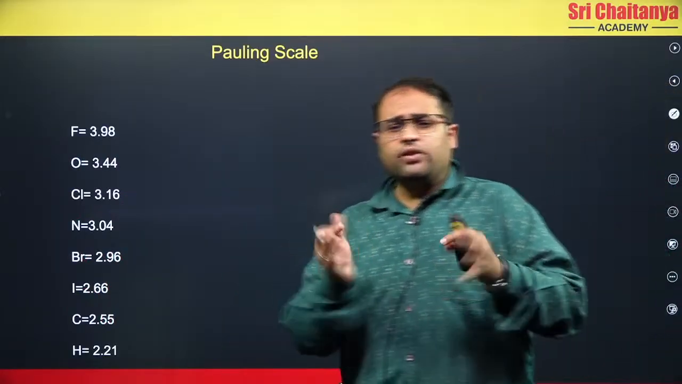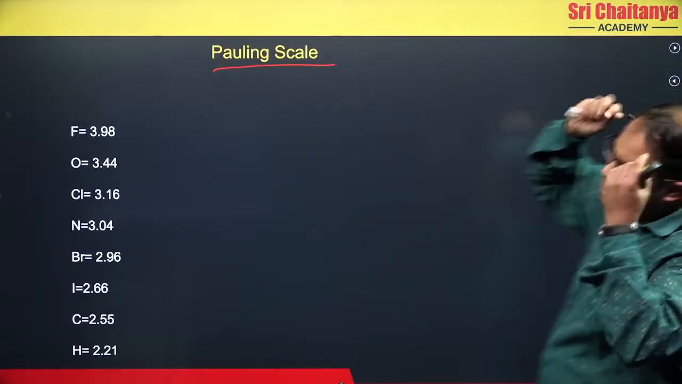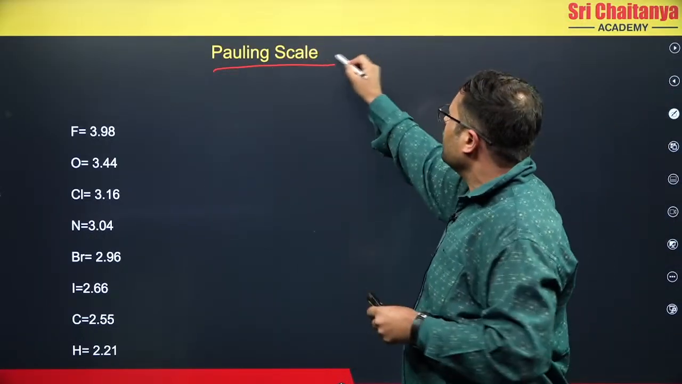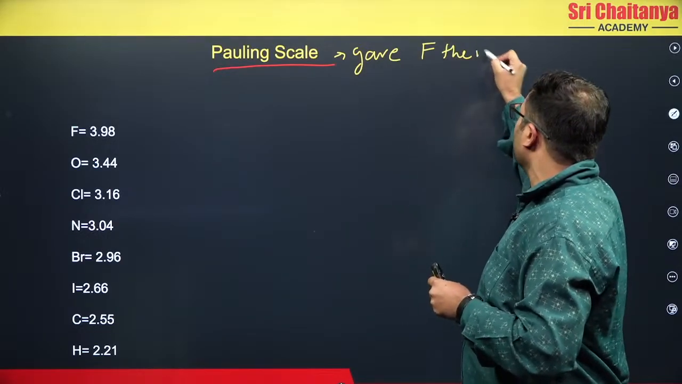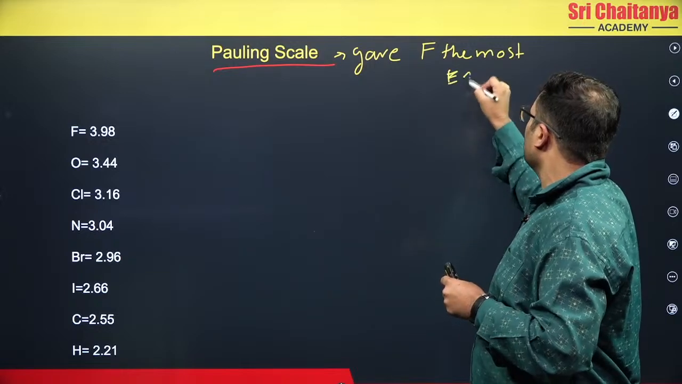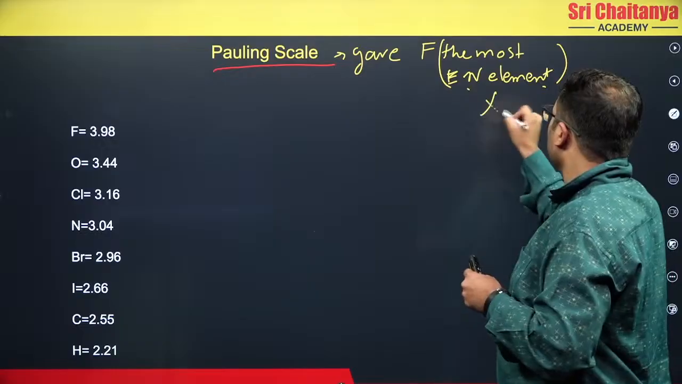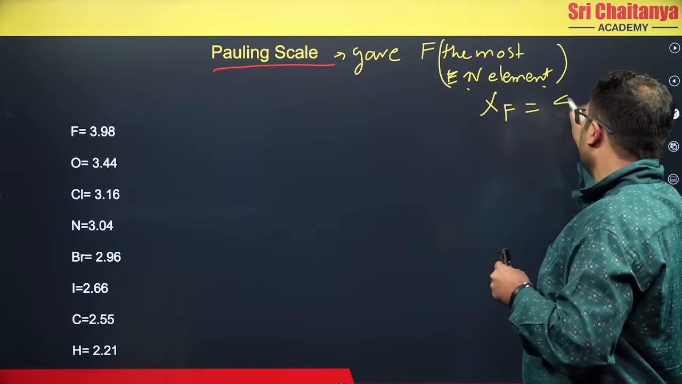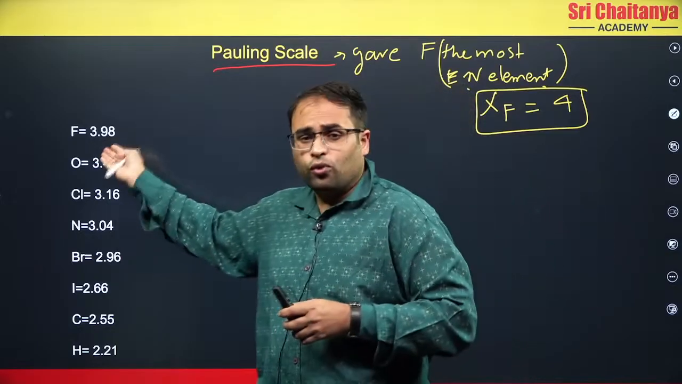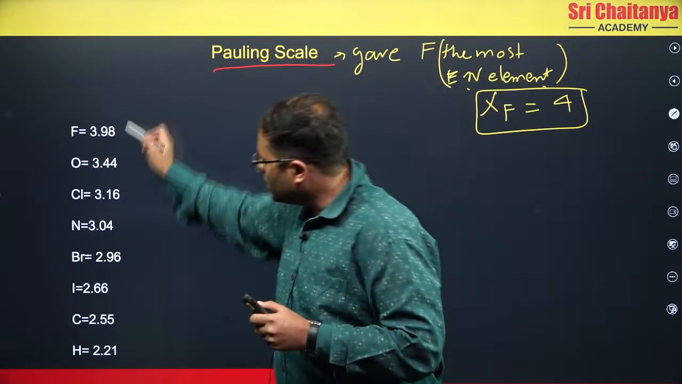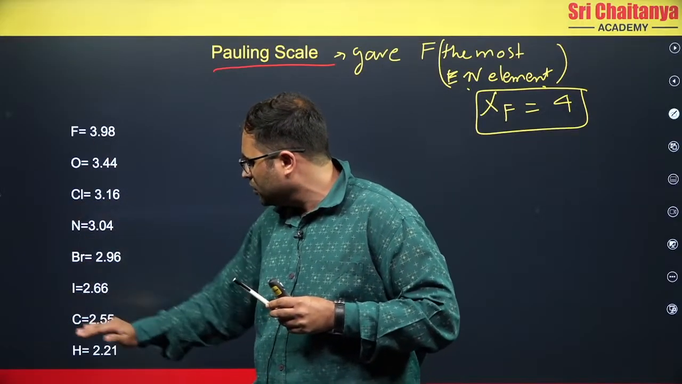Now, electronegativity, there are many scales, but I will talk about the Pauling scale. Pauling, just like that, in his mind, gave fluorine, which is the most electronegative element, an electronegativity value of approximately 4. And all other elements in relation to fluorine were given electronegativity values. So you can see this value: fluorine, oxygen, chlorine, nitrogen, bromine, iodine, carbon and hydrogen.